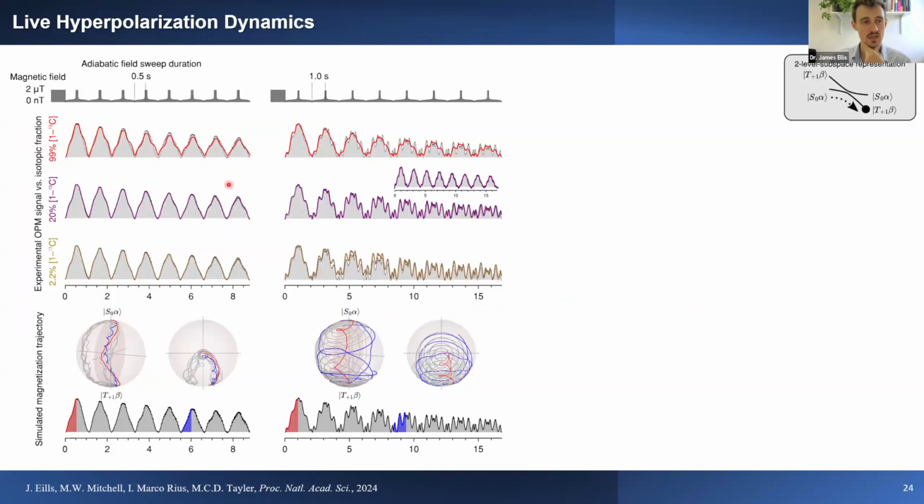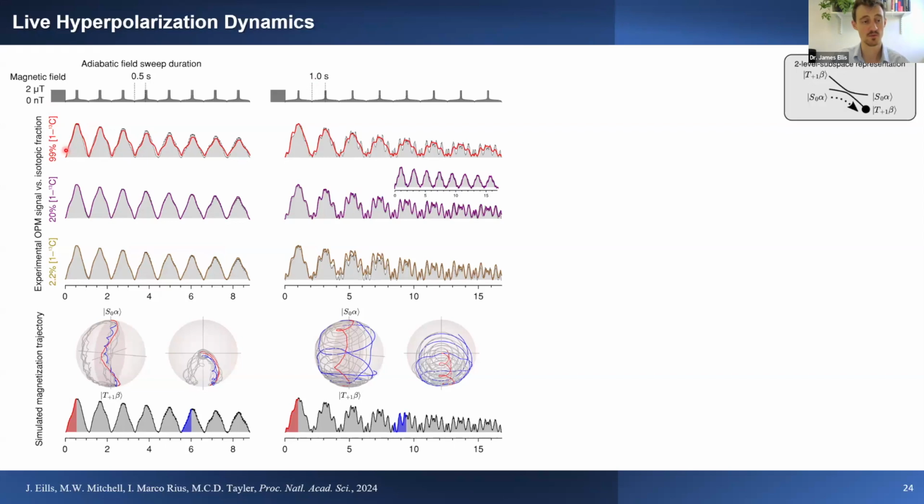And so that is then shown here. So what we have then, we have a load of different experiments here. So we've got adiabatic field sweep duration. So here it's 0.5 seconds, and in this experiment it's 1 second. Okay, so we don't necessarily expect too much difference between these experiments.